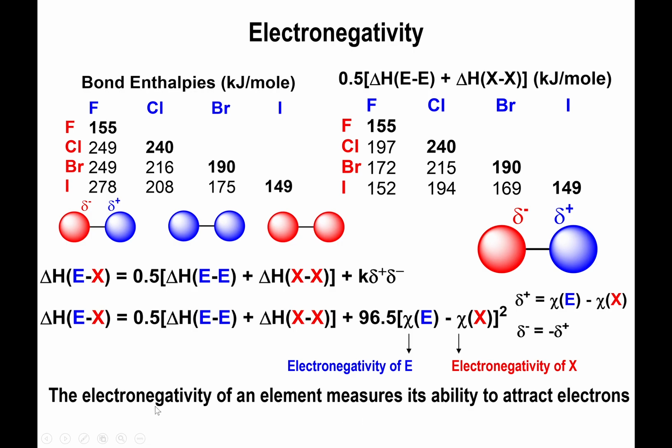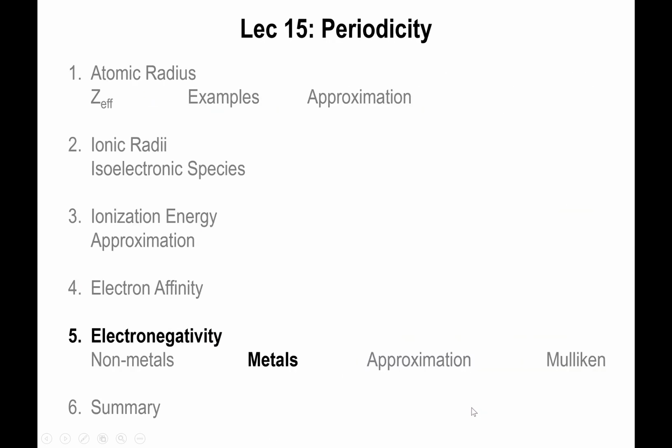But pretty much this electronegativity idea is nothing more than a measurement of the ability of the atom to attract electrons towards itself. And as the electronegativity increases, the electron attraction also goes up. All right, so let's take a look at the metals.